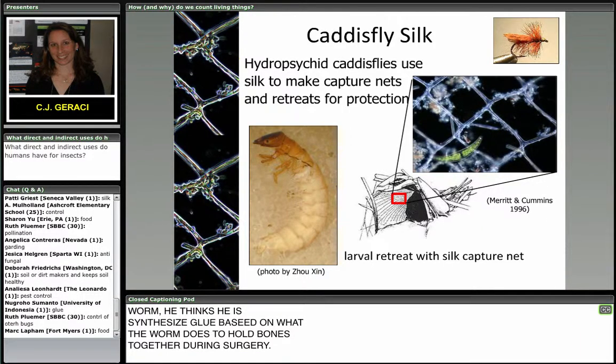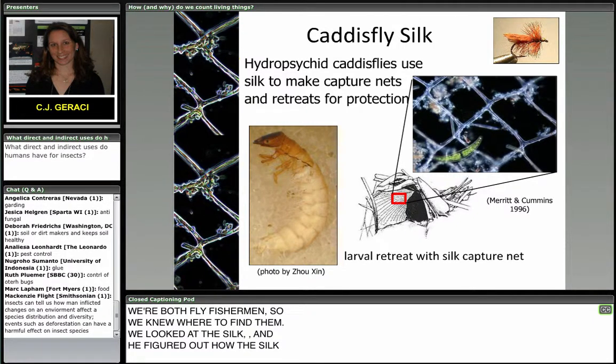This is another picture of what a capture net looks like. If you look up, let's see if I can find. Let's see if I can get my arrow.